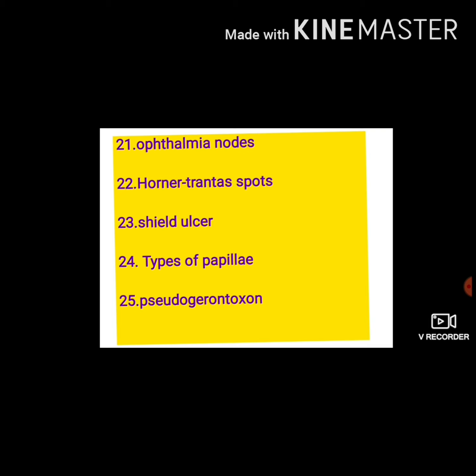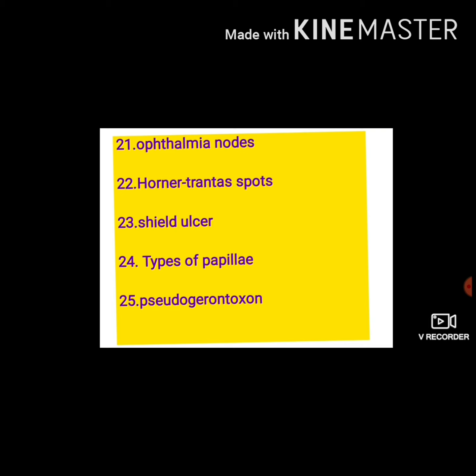Coming to shield ulcer, it is also seen in vernal keratoconjunctivitis. These are nothing but shallow transverse ulcer in the upper part of the cornea. It is due to epithelial microerosions from the papillae which are present on the undersurface of the lid. So it should be treated with the steroids along with other treatment options of the vernal keratoconjunctivitis. This is the only ulcer which is treated with steroids.